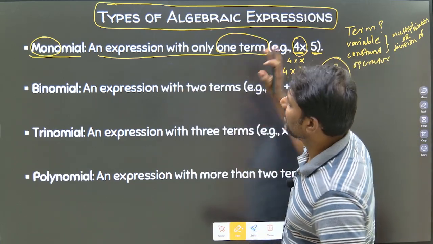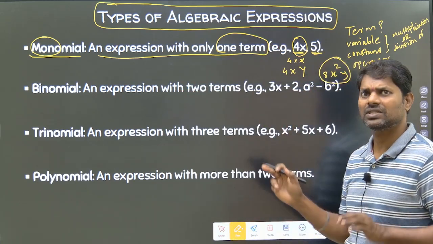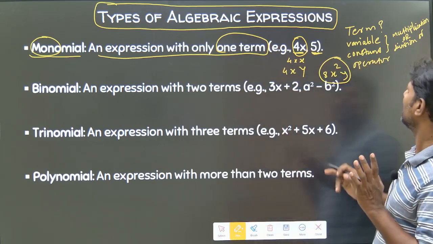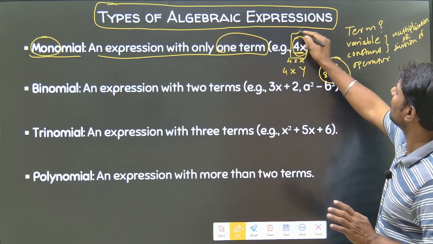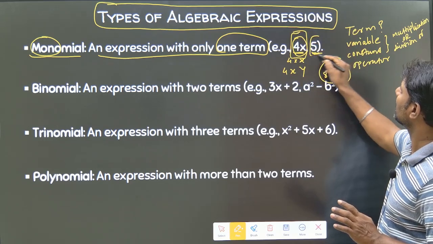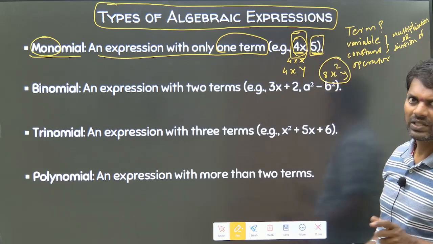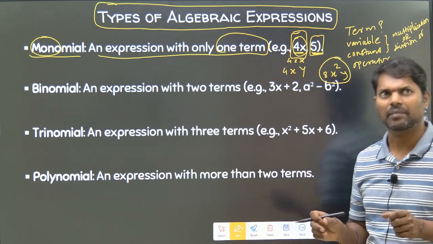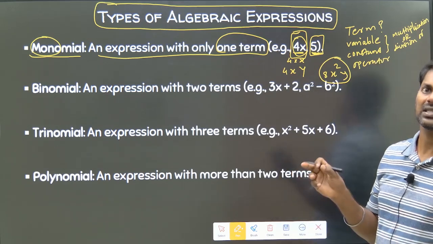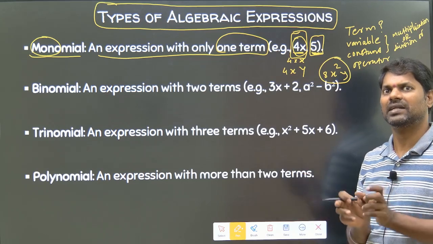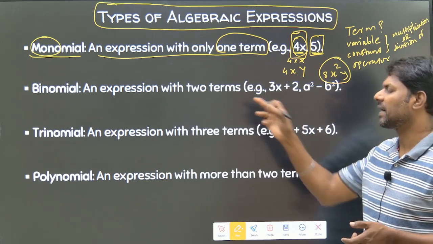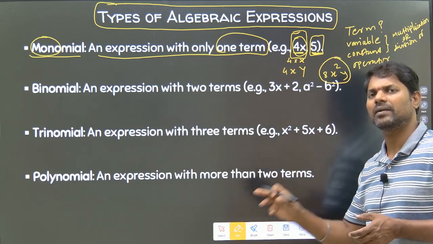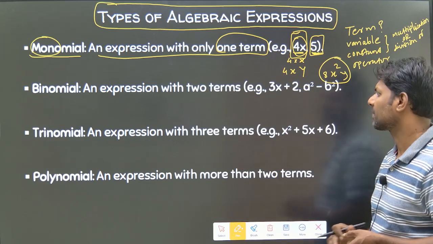So the monomial means the expression which contains only one term. So if you see the example here, here is only one term. Here is only one term. Now how these two terms can be added, how these two terms can be subtracted from each other. Based on that, we can define binomial, trinomial and polynomial.